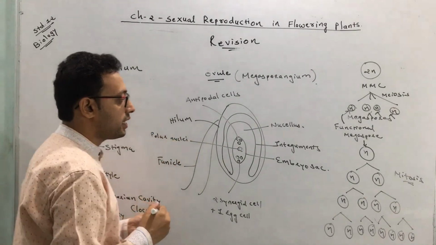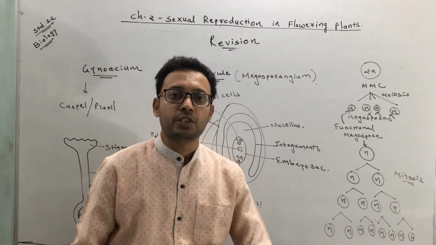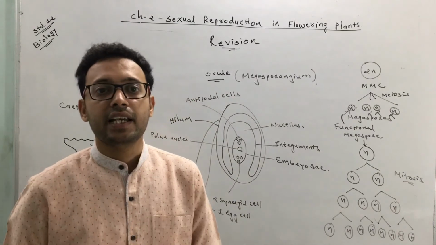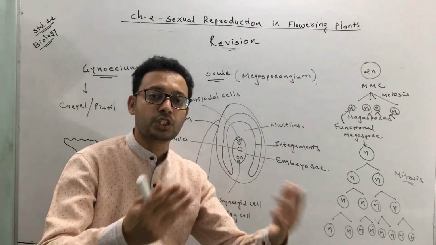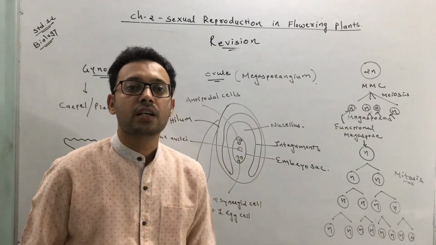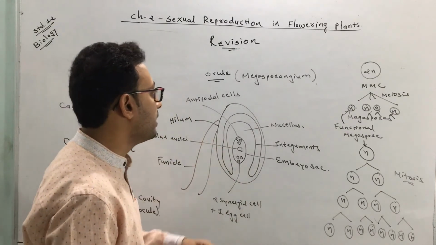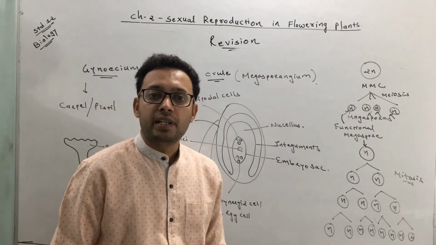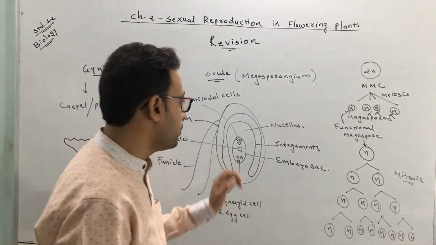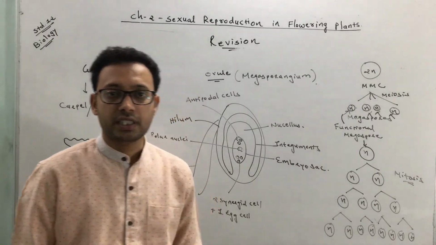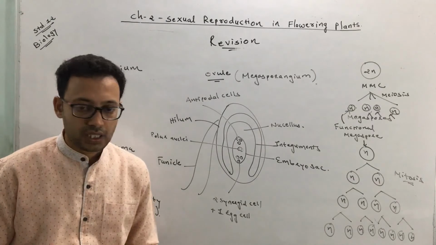So now at maturity, the 8-nuclei structure is going to be formed, which becomes 7 cells. 7 cells and 8 nuclei. Ultimately 7 cells are going to be formed at maturation. 8 converts to 7 because in the center the 2 are joined together. So this is the development of the embryo sac or female gametophyte and their arrangement. Just look over it. You remember which cells are present at the micropylar end and which cells are present at the chalazal end. Just have a look.